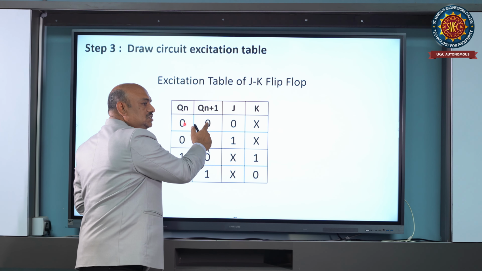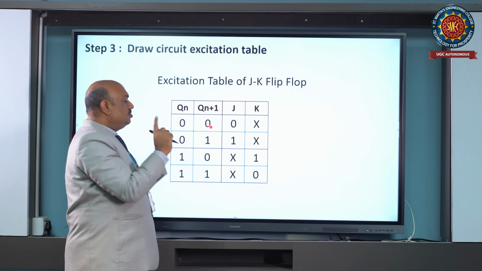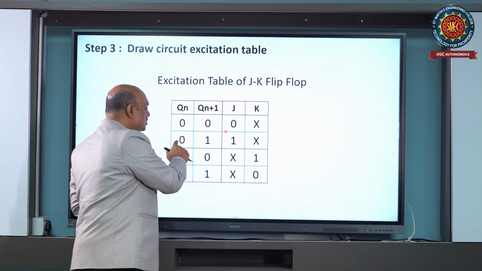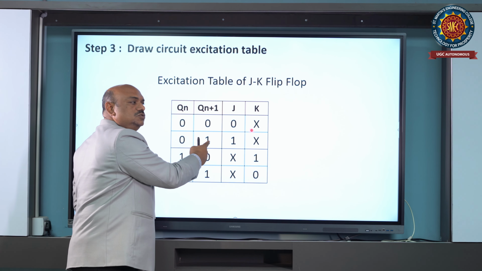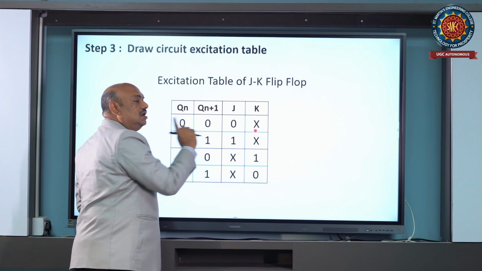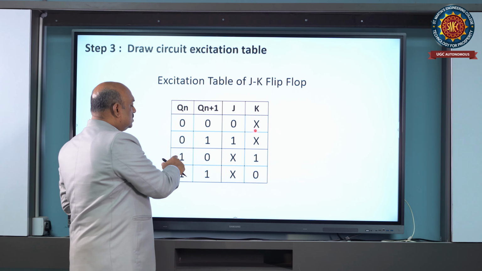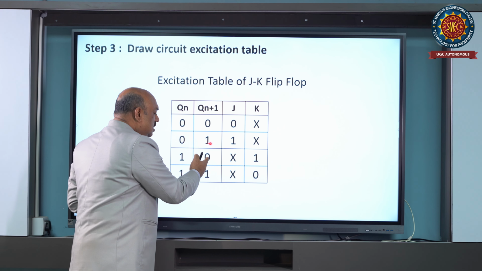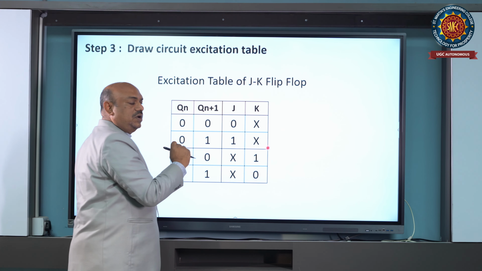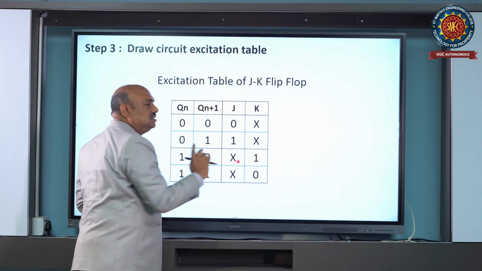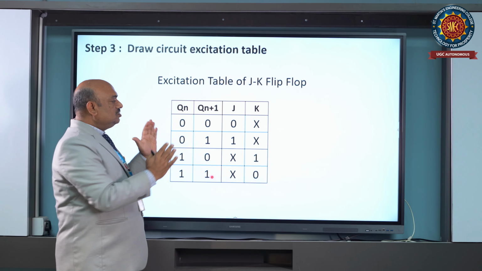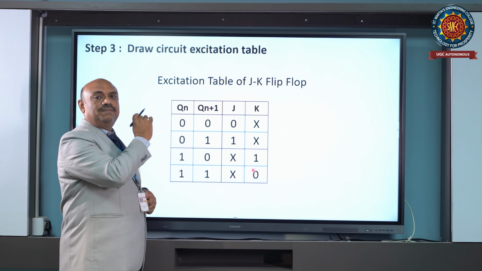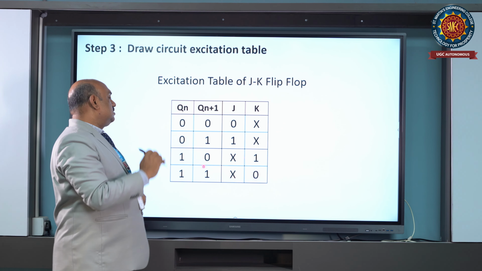If there is no change, J is 0. If there is a change, 0 to 1 is a change and 1 to 0 is a change, and when there is a change, the input is 1. Start from 1, J is don't care. When there is a change, it is 1. When there is no change, it is 0. So based on this excitation table, we will complete the state table.